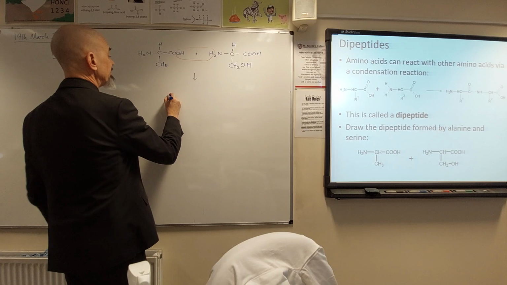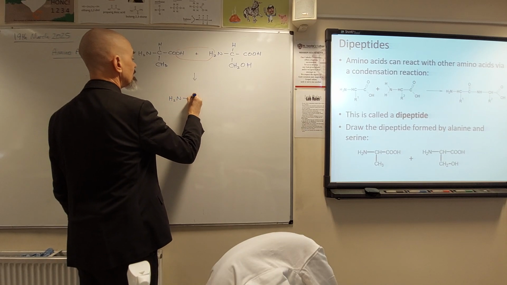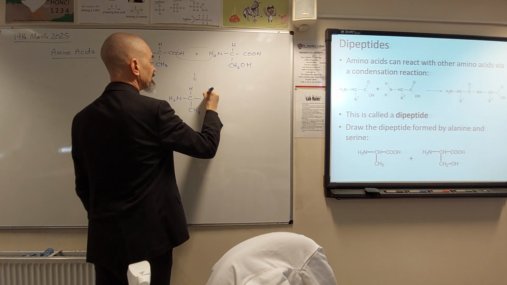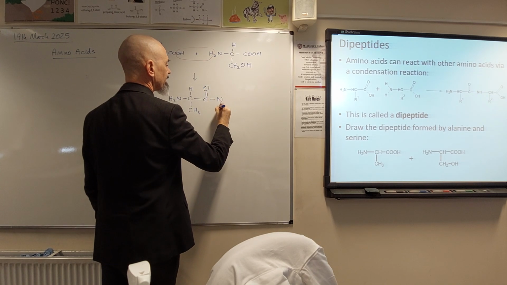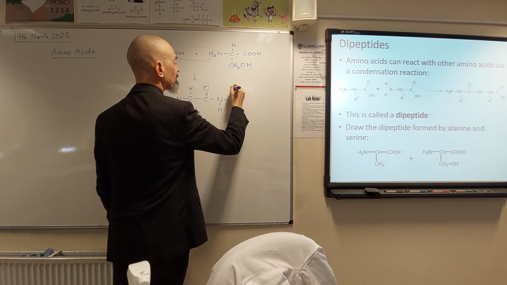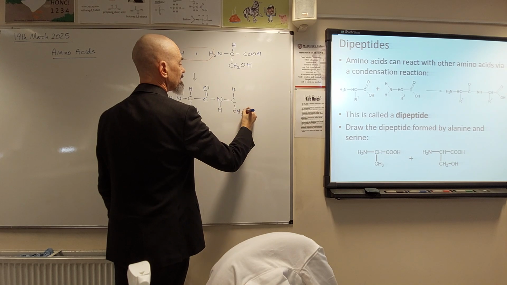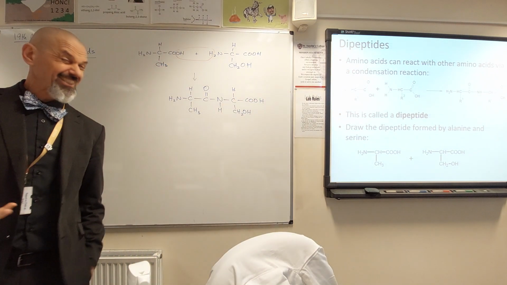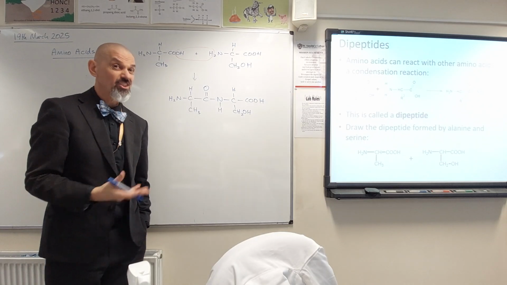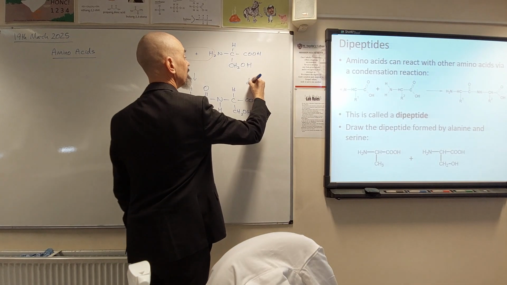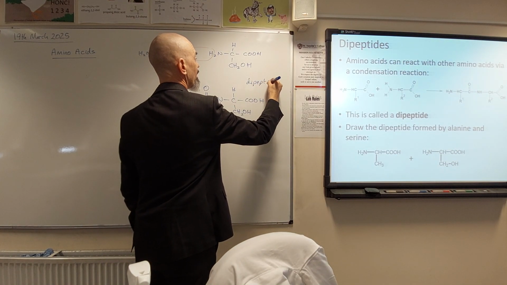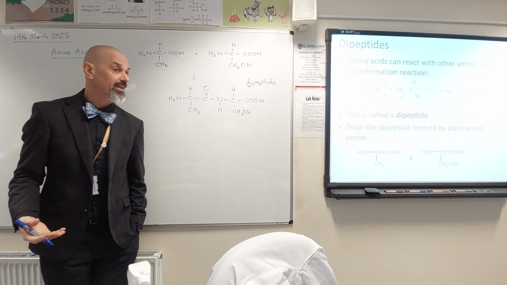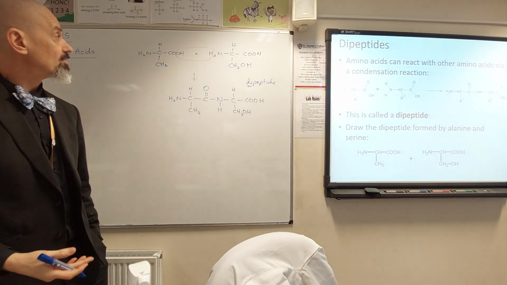So yeah, if I join these two together, so we've got a CH3 there, there's my new peptide link, and then I've got a CH2OH there. But that's not the only dipeptide. Di, of course, because we've got two amino acids. That's not the only dipeptide I can make from those two amino acids.